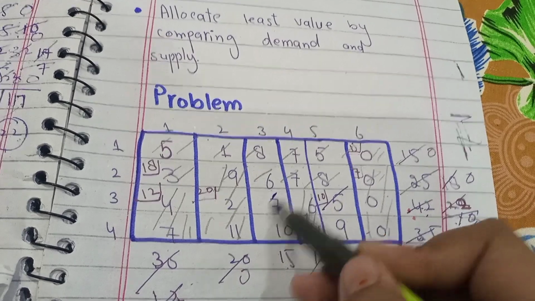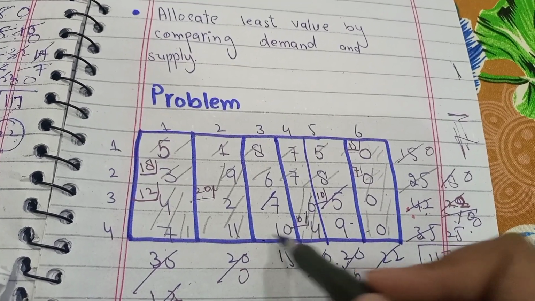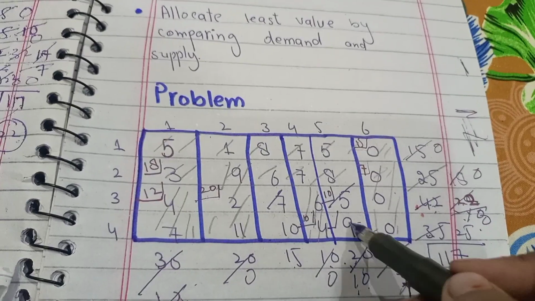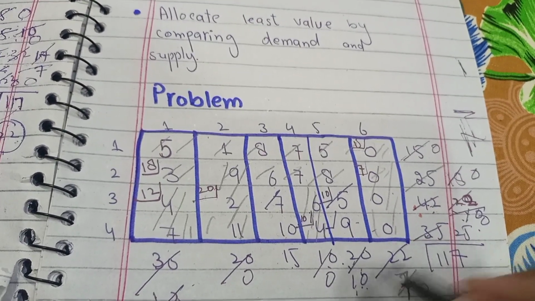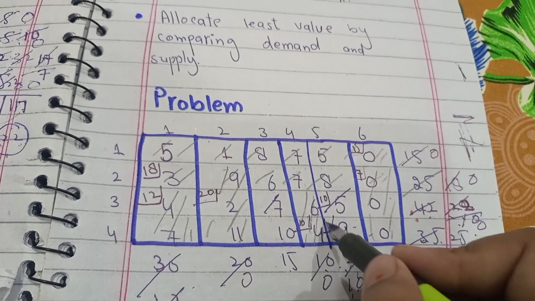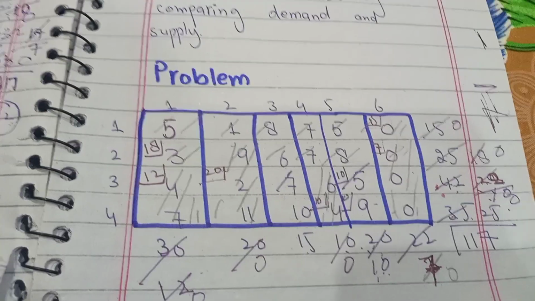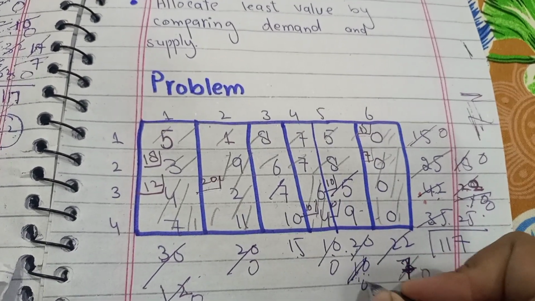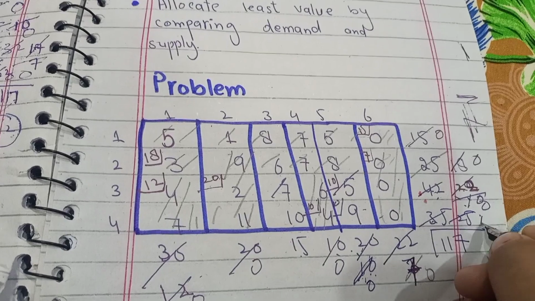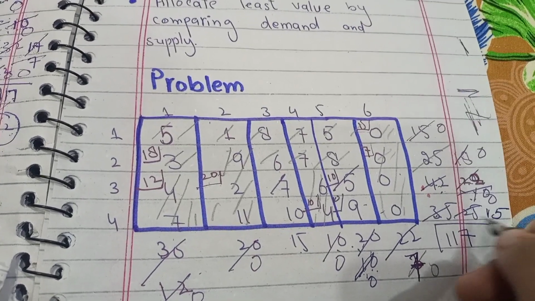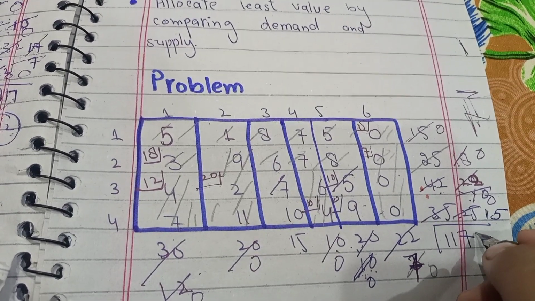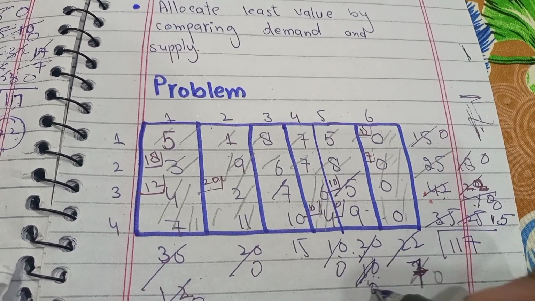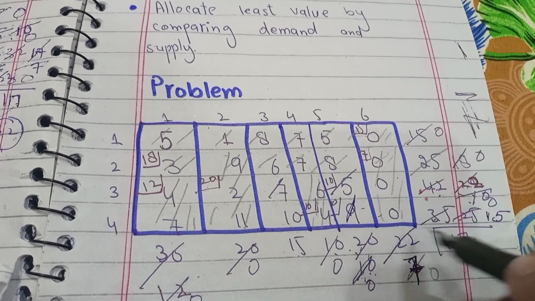We now have 2 cells, 10 and 9. We will choose 9 because 9 is least. With respect to 9, 10 is the demand and 25 is the supply. With this allocation, 10 will turn into 0 and 25 will turn into 15 because 25 minus 10 equals 15. Now see, this will cause cancellation of the whole column.